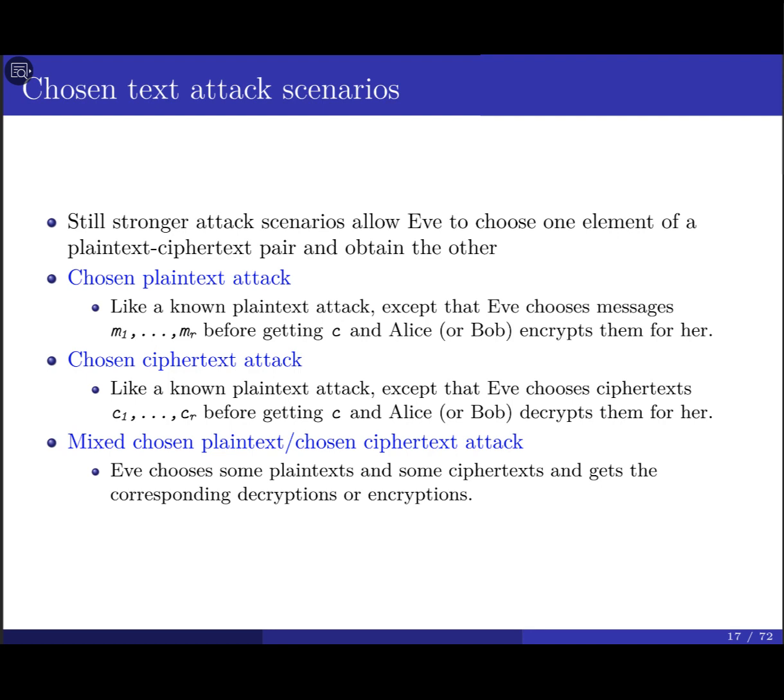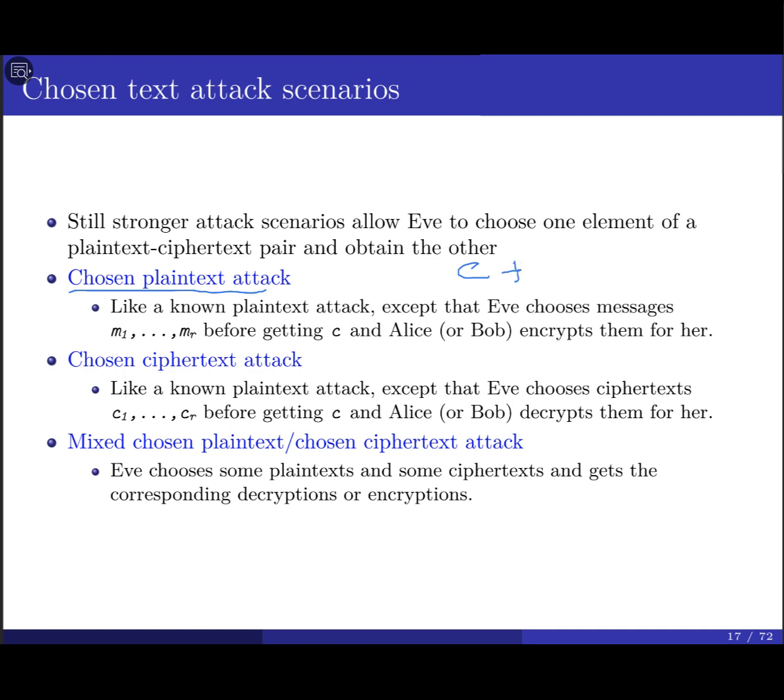I'm going to play around. I'm going to let Eve choose either the plain text part or the ciphertext part from this set of sequence of plain text ciphertext pairs. So the chosen plain text attack, the same thing. I need to have, actually, I gotta know the ciphertext to be decoded, plus.